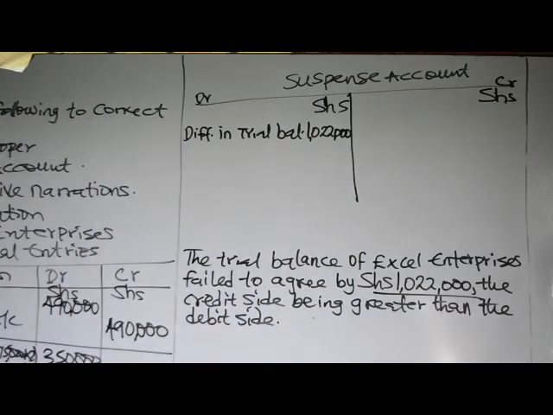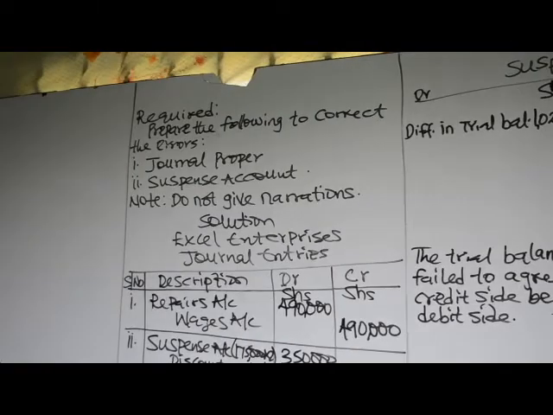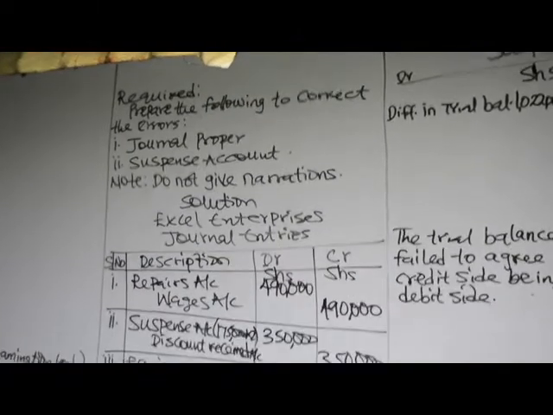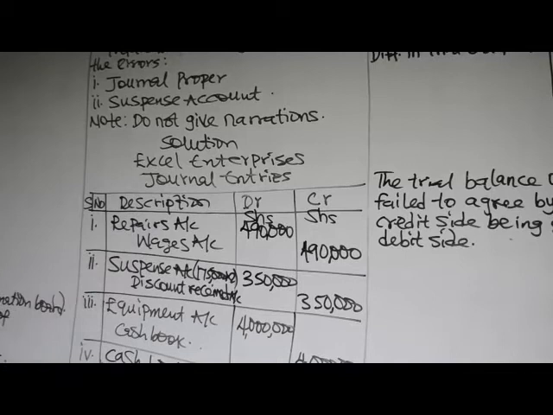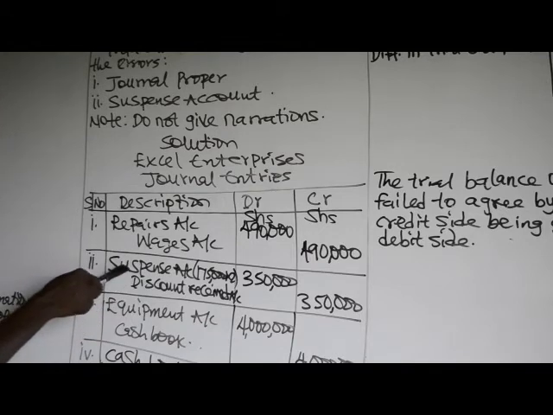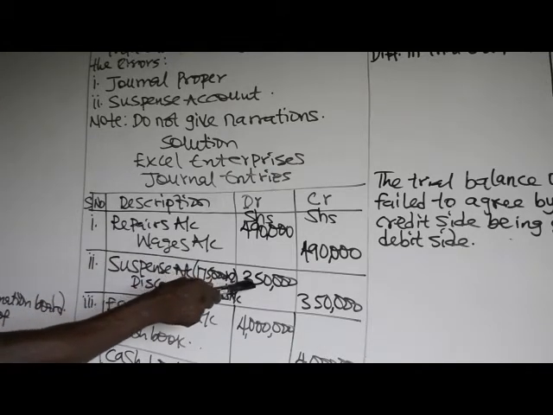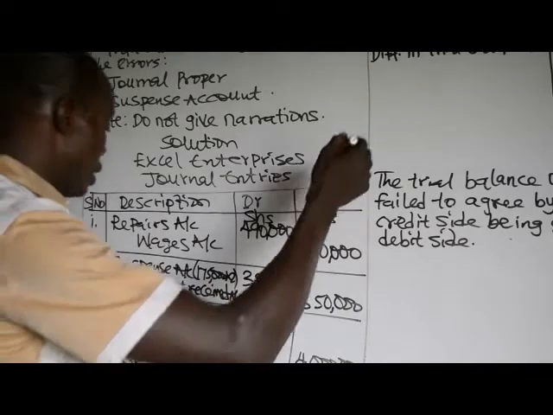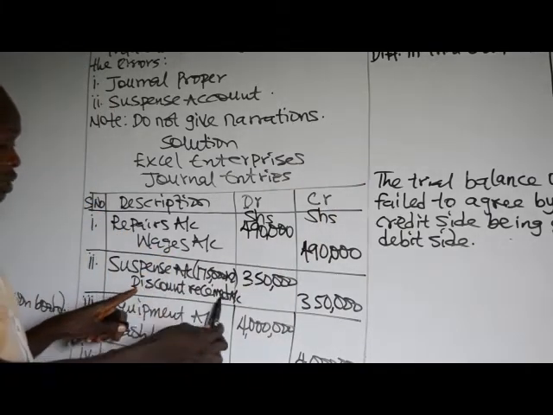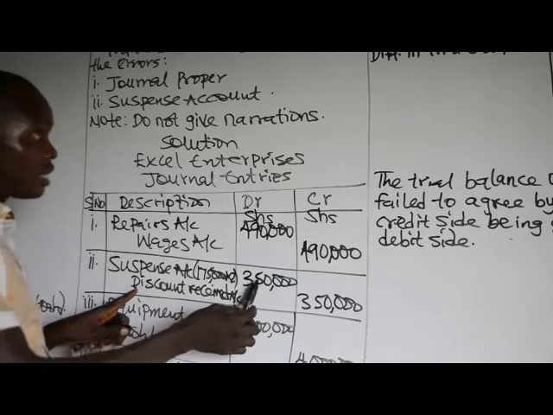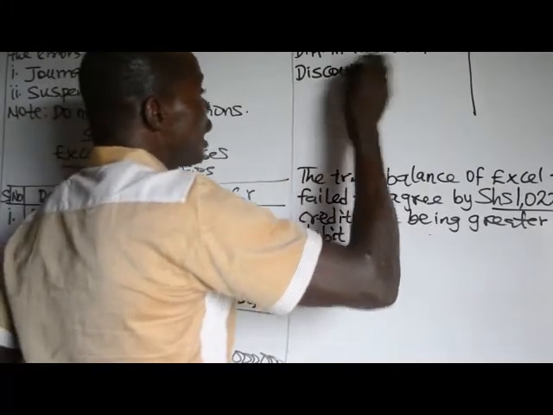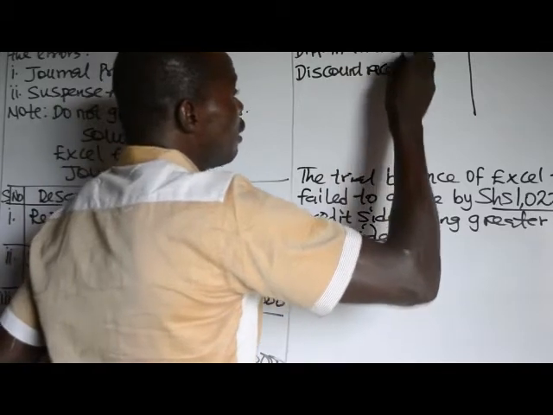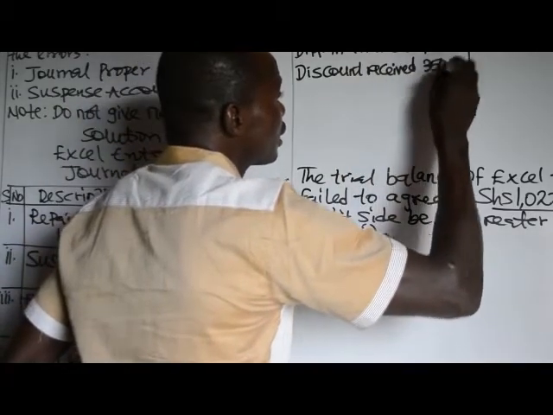Now, back to our journal. In the first journal, there is no suspense account. You only have repairs and wages. In the second one, the suspense account is debited with 350,000, and the title of the other account is discount receipt. Since suspense is debited, you put it at the debit side, but you put the title of the other account, discount receipt, and the amount involved is 350,000.